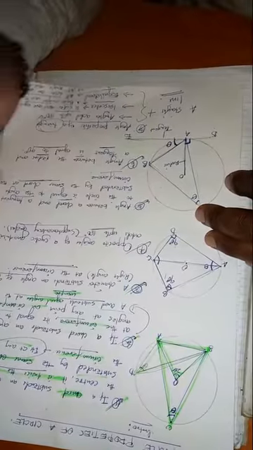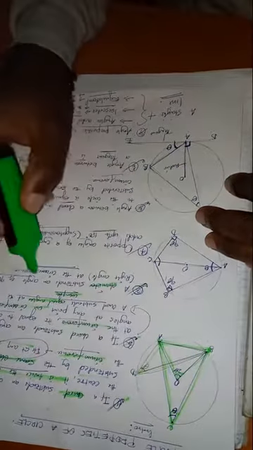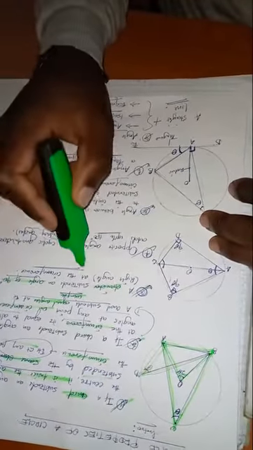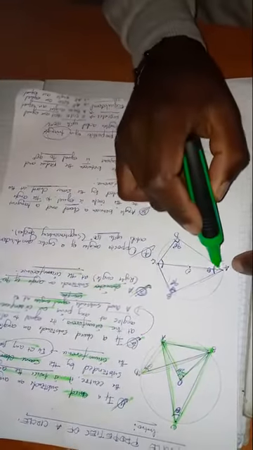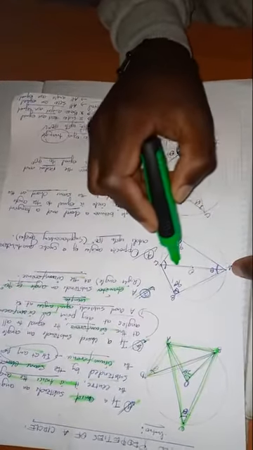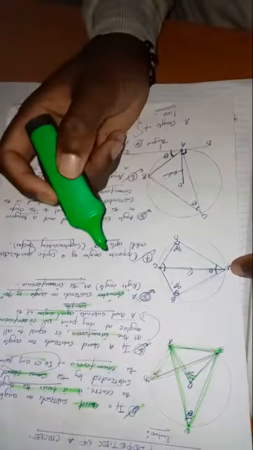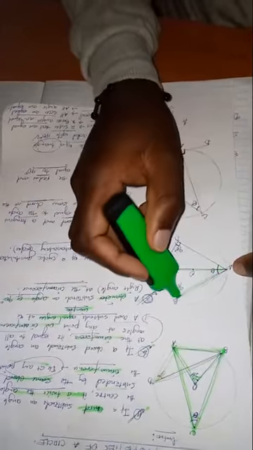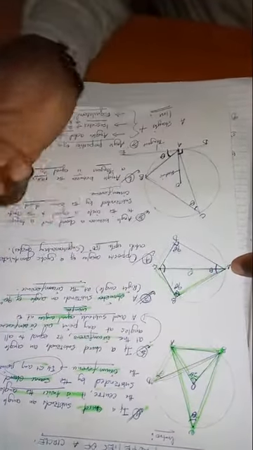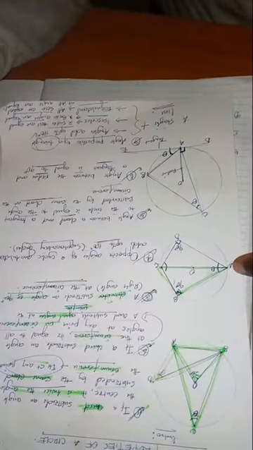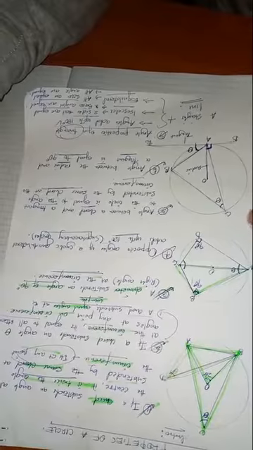The third property is that a diameter subtends an angle of 90 at the circumference. If you have a diameter AOC, this one, it subtends an angle of 90 at the circumference. This angle here at B is 90. That is the third property.